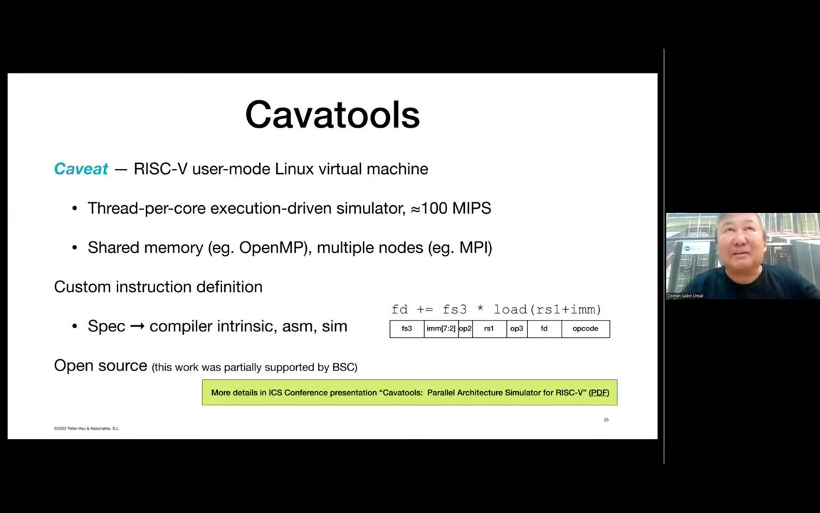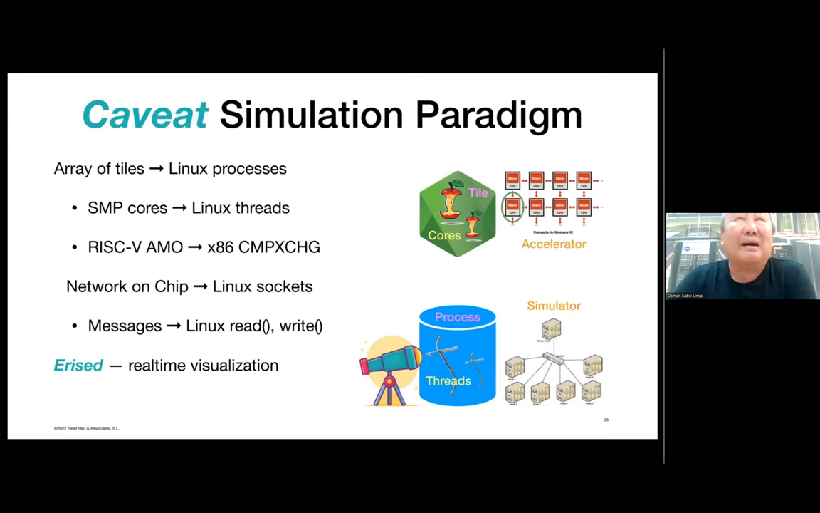And it got the right answer, because HPCG tests the answer and they got the right answer. So the paradigm for simulation is just like this. There's this array of tiles which turns into Linux processes, and the SMP cores turn into threads on Linux. And of course you have to do all these atomic memory operations, which translate to compare-exchange on the x86. And the network on chip is just the network on the Linux machine.